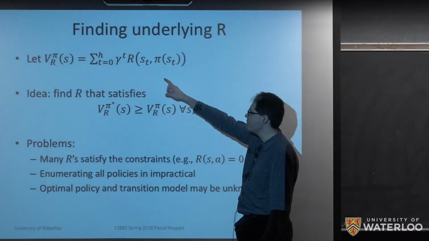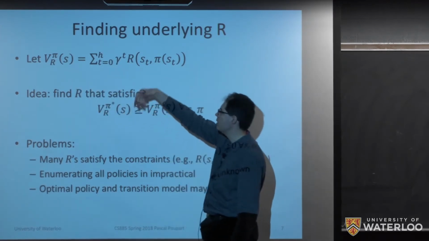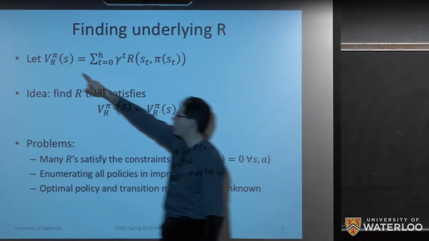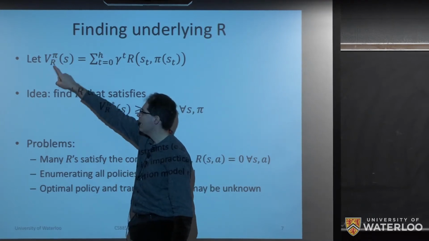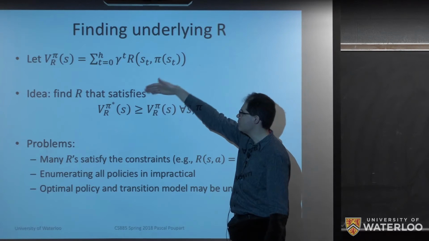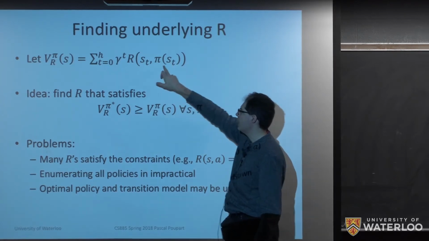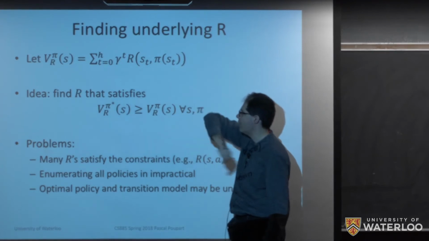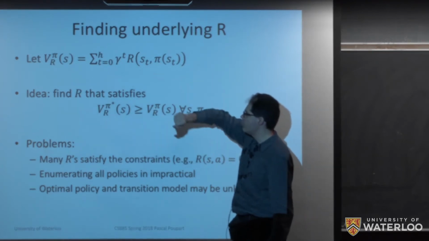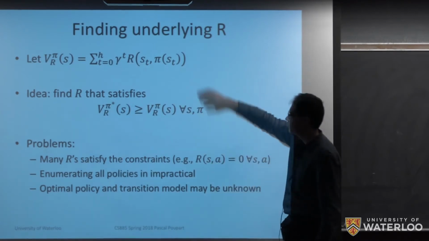What we can do is go back to our definition of a value function. The value function, according to policy pi and reward function r, is simply the expected sum of the rewards. So I've got here the rewards, and it would depend on the policy pi, and obviously it also depends on the reward function.